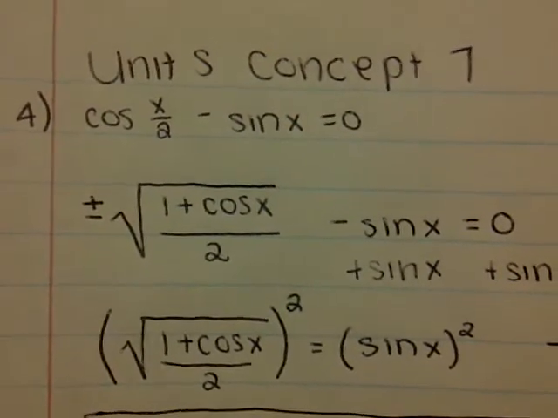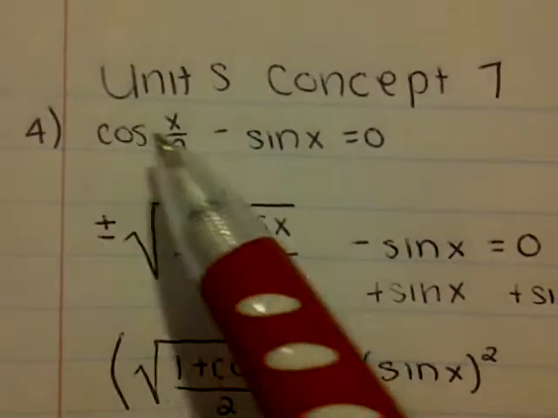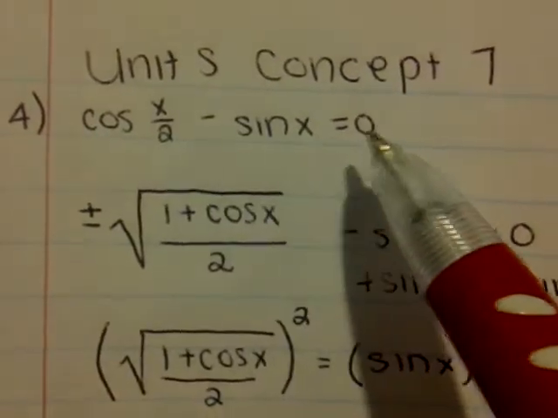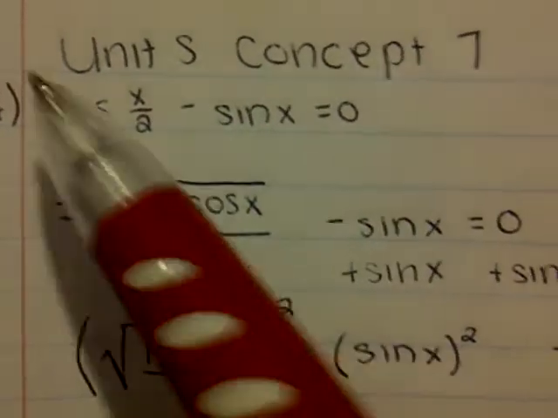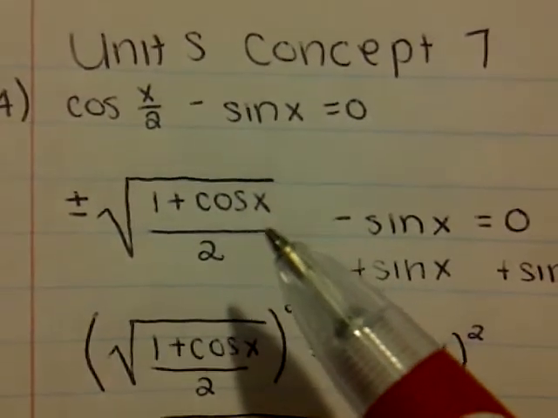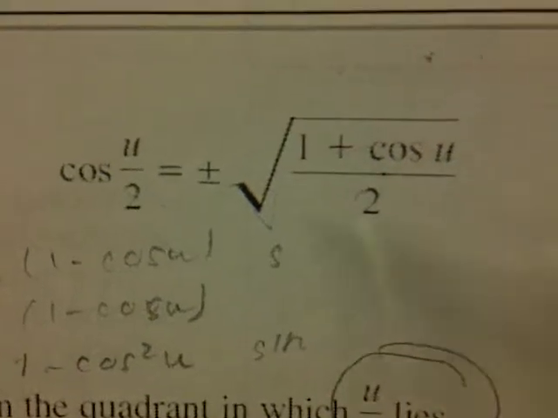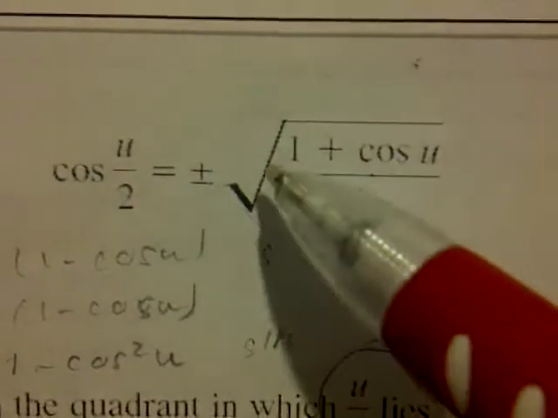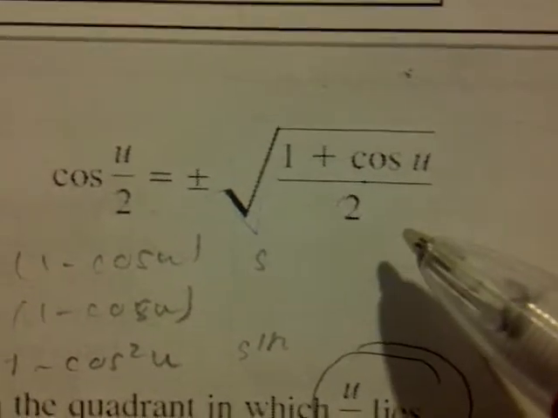This is Unit S Concept 7, and I'm doing number 4. So the problem is cosine x over 2 minus sine x equal to 0. The first thing you want to do is to replace cosine x over 2 with a half angle formula. So if you look at your paper, cosine u over 2 is equal to positive negative radical (1 plus cosine u) over 2. So what you're going to do is plug this into here.